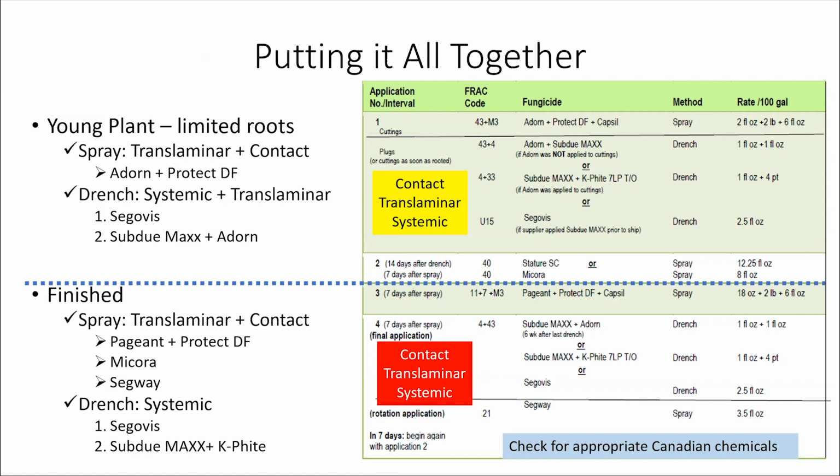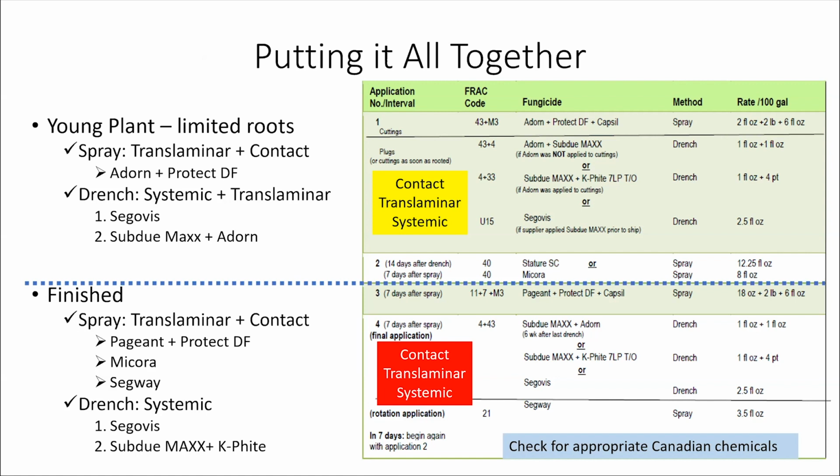As we move on to the finished plants, as soon as those plants are transplanted, you want to make sure that you get roots out there. Until you've got a good root system to take up a systemic, you want to make sure that you're putting on a translaminar plus contact. Pageant plus Protect DF is effective. Mycora by itself, Segway by itself.